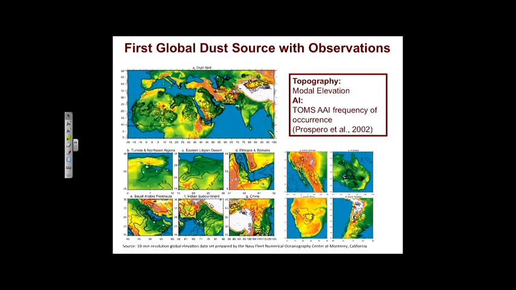Probably the first global dust source map with observation I can think of is by Prospero et al. They used the TOMS aerosol index frequency globally, and then compared it with topography, and found these two are really well matched. The colored shade is topography, mountains, and the black contours are TOMS, let's say, the dust signal. The more frequent occurrences are near basins, topographic depressions. That's how Prospero et al. and Ginoux et al. developed this global source map.